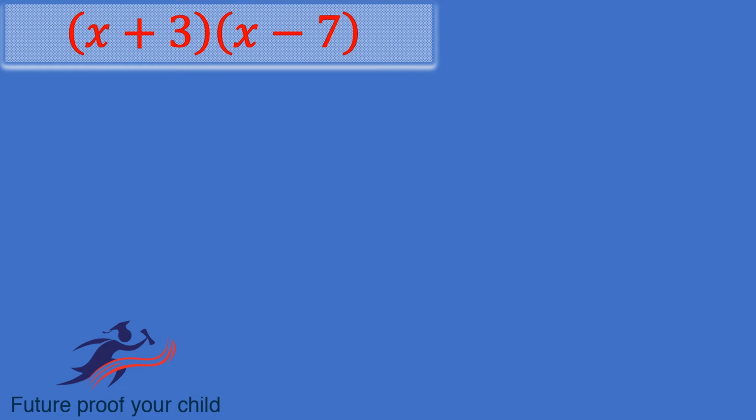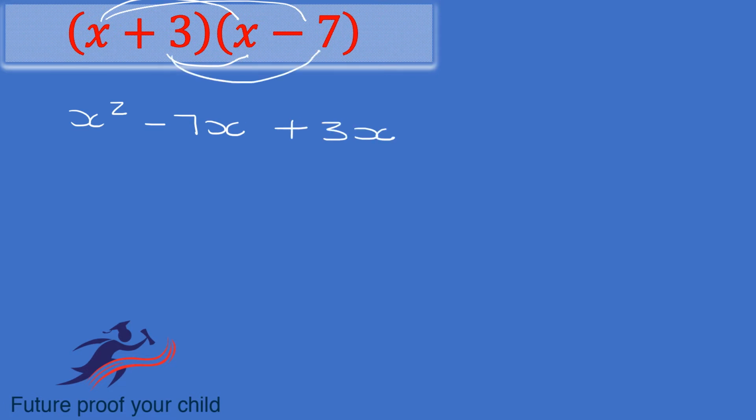Here's another one. First terms, x times x is x squared. Outer terms, x times negative 7 is negative 7x. Inner terms, positive 3 times x is positive 3x. And then the last terms, positive 3 times negative 7 is negative 21. We have our x squared, and then minus 7x plus 3x is negative 4x. And then our minus 21. And there we go.